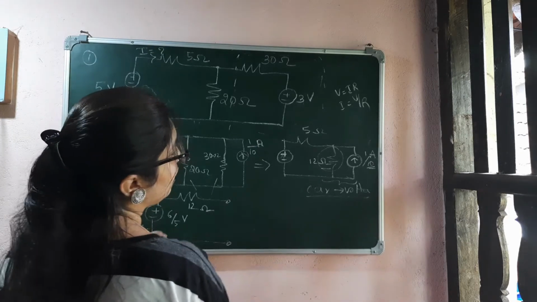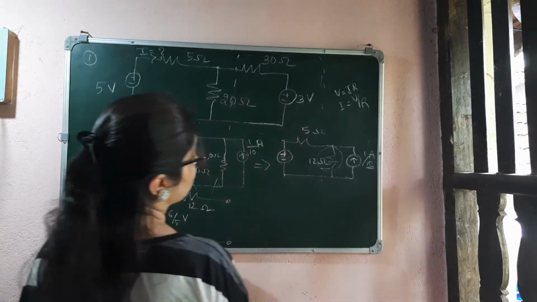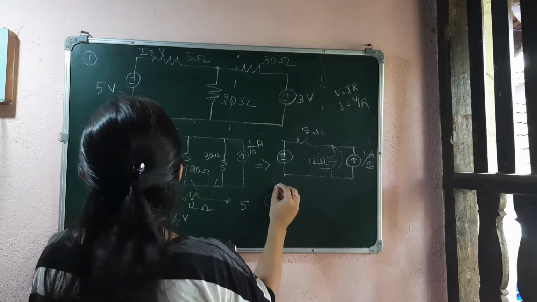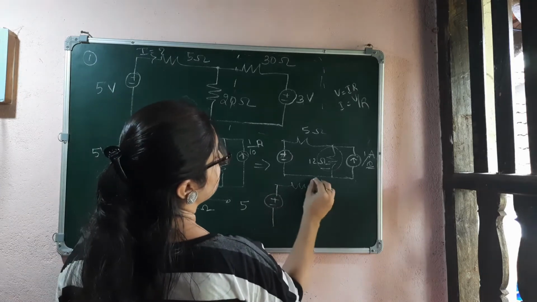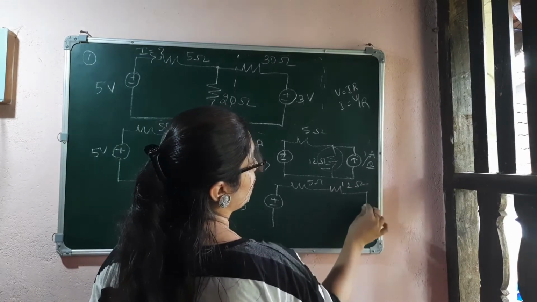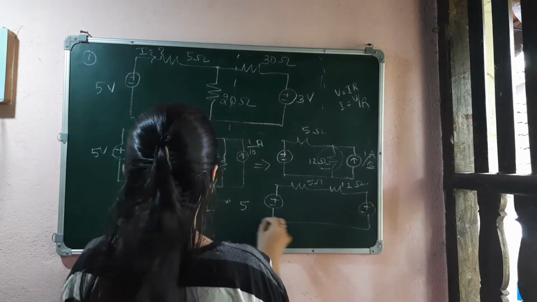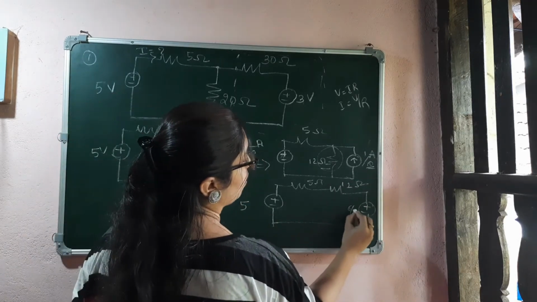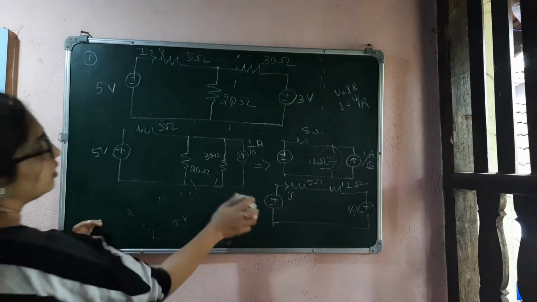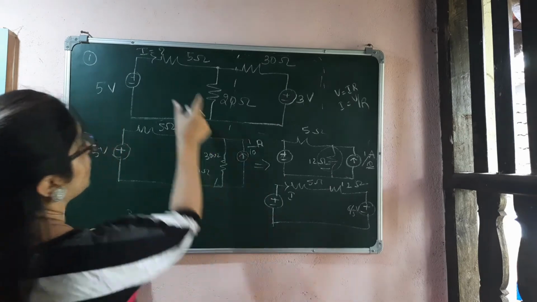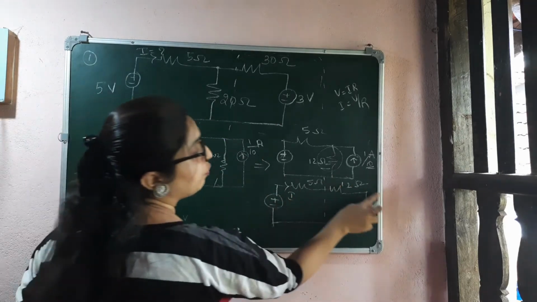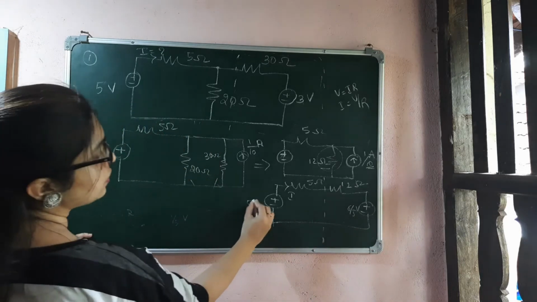Now I will redraw this circuit: 5 volts, and here it is the 5 ohm resistor, and this is again in series with the 12 ohm, and here you can see it is 6 by 5 volts. Now you can find the current through the 5 ohm resistor. I have not disturbed this particular part, so the same current flows now. This is 5 volts.